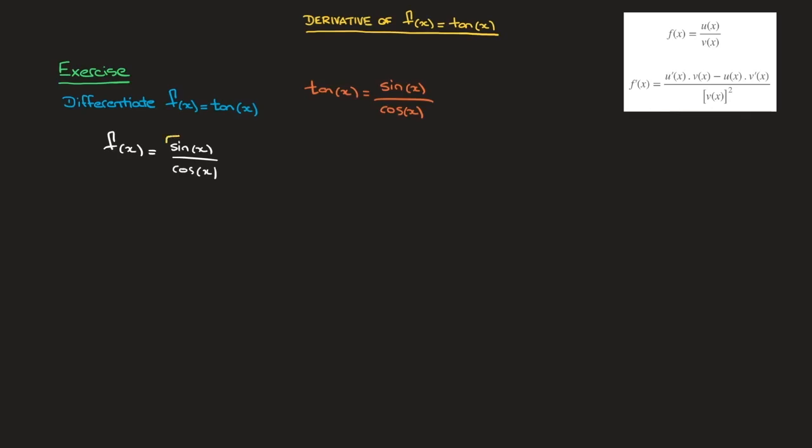So if I go ahead and call the numerator u and the denominator v, then we can write that u is equal to sine of x, and therefore u dash of x equals cosine of x. And we can say that v is equal to cosine of x, and therefore v dash of x is equal to negative sine of x.